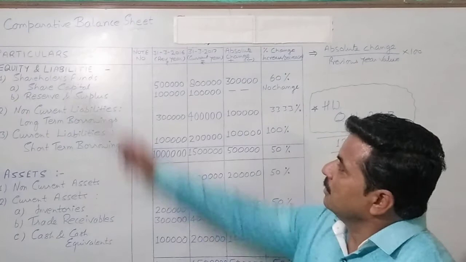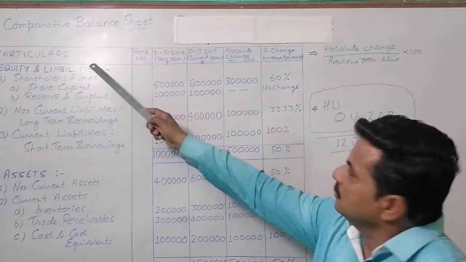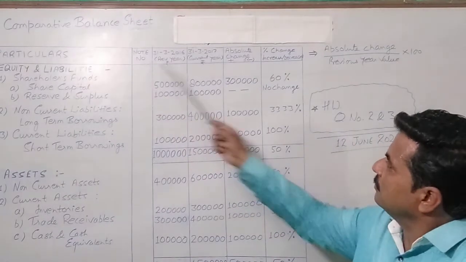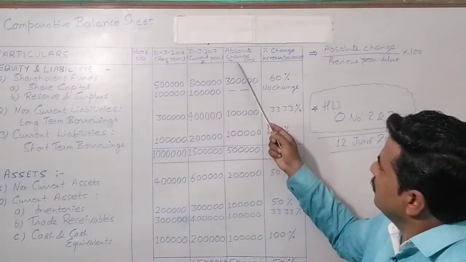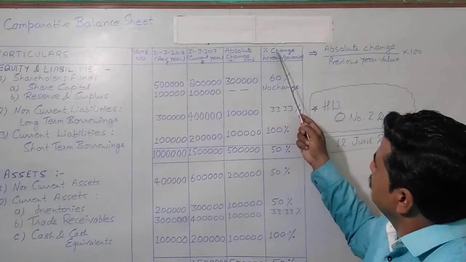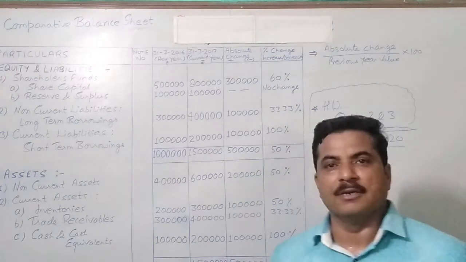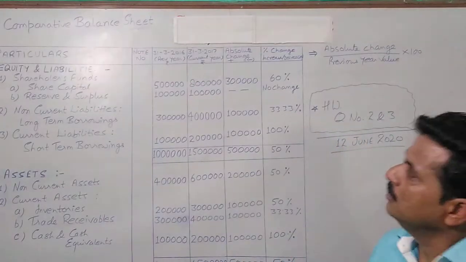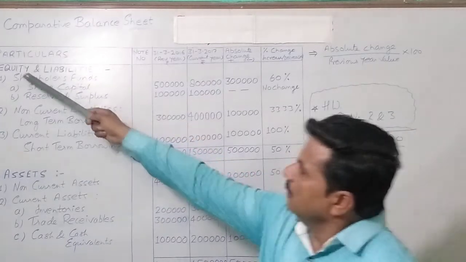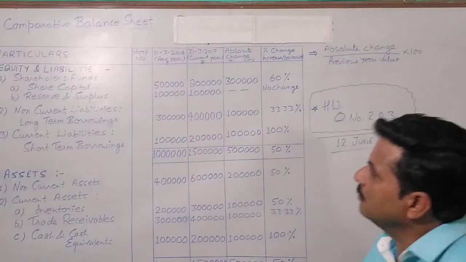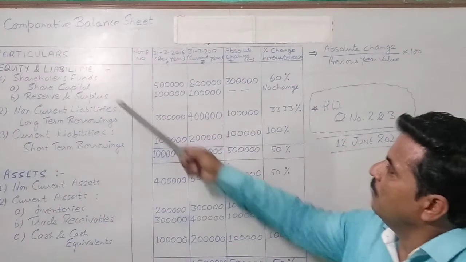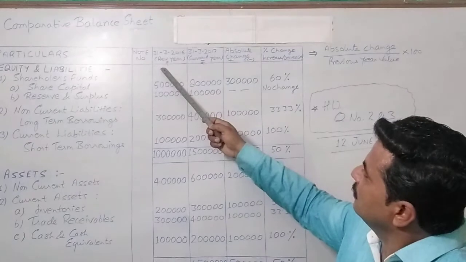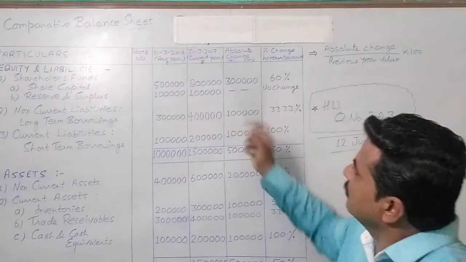Students, in a comparative balance sheet there are 6 columns: particulars, note number, previous year, current year, absolute change, and change percentage, or percentage increase or decrease. In the given question, there are two sides in the vertical format of the balance sheet: equity and liabilities, and assets. We have to mention the information given. First we take the previous year, and then we prepare the column for the current year.